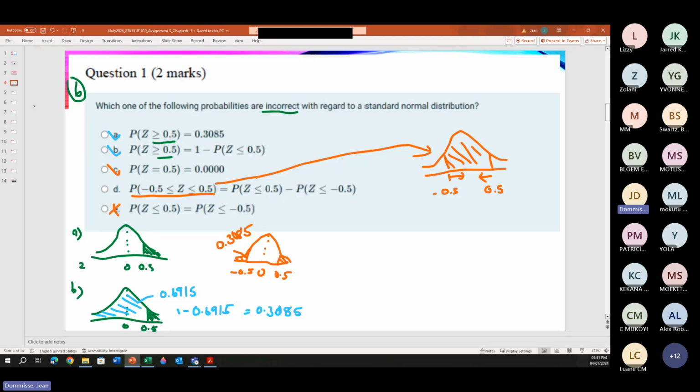Then they say that is equal to... and again, for me it's easier to do it visually. So Z smaller than 0.5, minus Z. So let's do that.